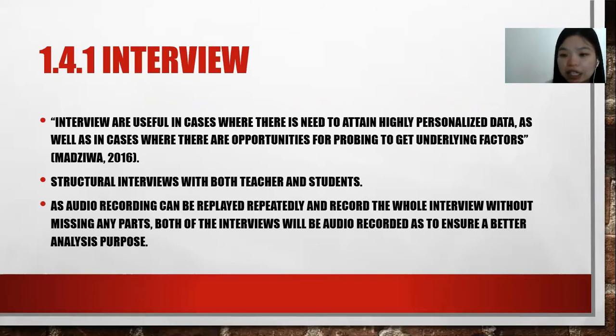So what are structured interviews? Structured interviews means that I will list out the questions that I will be asking the students and the teachers before the interview, and when I carry out the interview, I will use this list to ask them. The interview will be audio recorded, as audio recording can be replayed repeatedly and records the whole interview without missing any parts. I think an interview recorded in audio form can ensure a better analysis for the gist that is needed for my research.